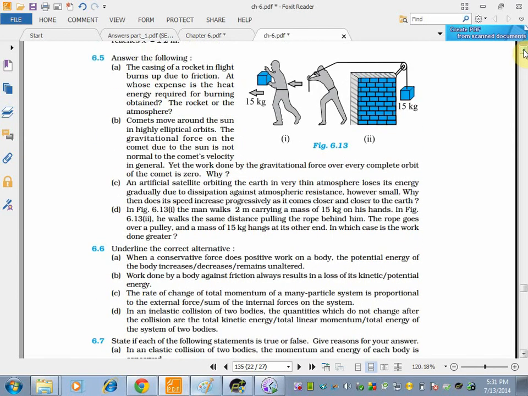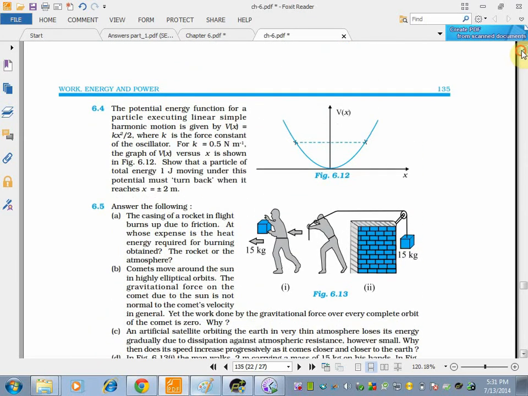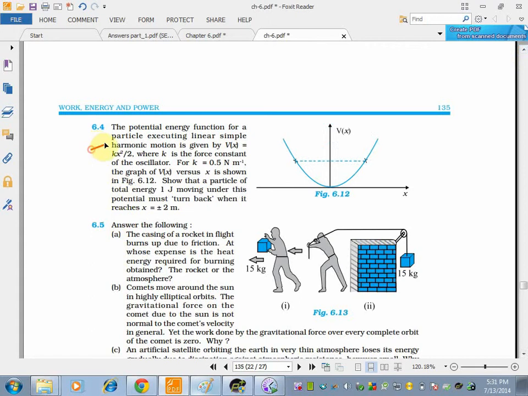Right now I'm looking at the fourth question. The potential energy function of a particle executing a linear SHM is given by V(x) equals half kx squared. What I have to do is show that a particle of total energy 1 joule. So the total energy is given.